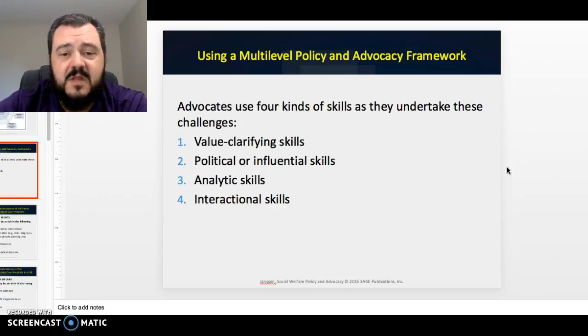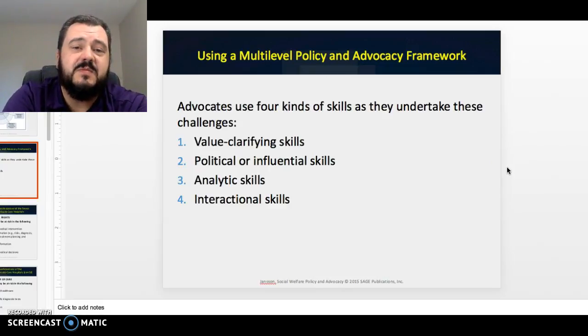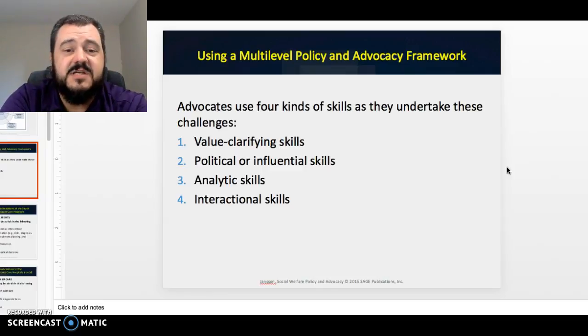There are a couple of skills that you need to keep in mind as you go through these different frameworks. These skills would be undertaken at any point in the work, whether it's a micro level, meso level, or macro level policy intervention. These skills are going to come into play. So value clarifying skills starts off with, well, how well can you define your values, and how well can you understand when people's arguments are coming from their own values? How can you make sure that you understand where they're coming from and where you're coming from?